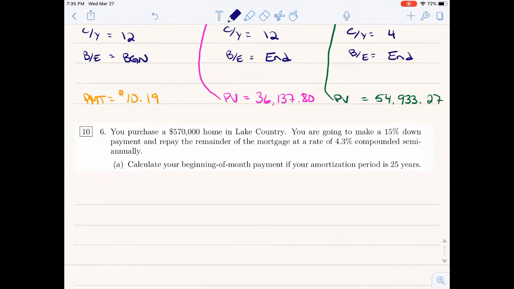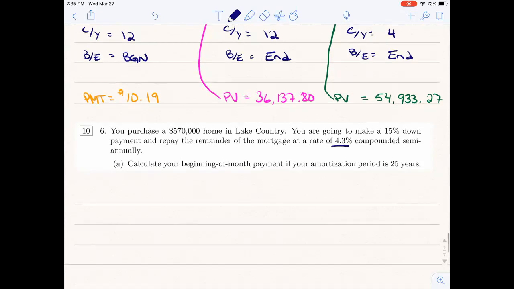So you purchase a $570,000 home in Lake Country. You're going to make a 15% down payment and repay the remainder of the mortgage at a rate of 4.3% compounded semi-annually. So we've got a rate of 4.3% compounded semi-annually. Calculate your beginning of the month payment if your amortization period is 25 years.